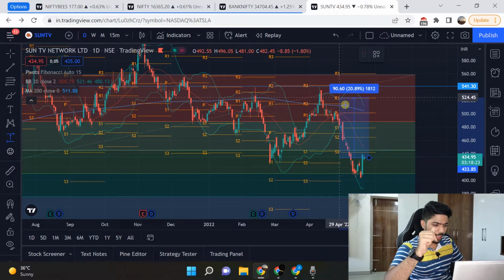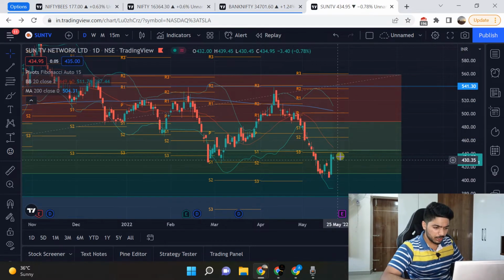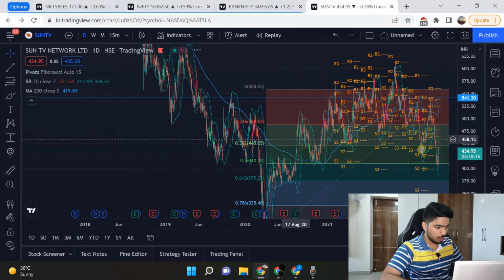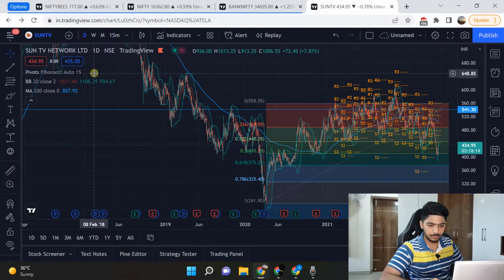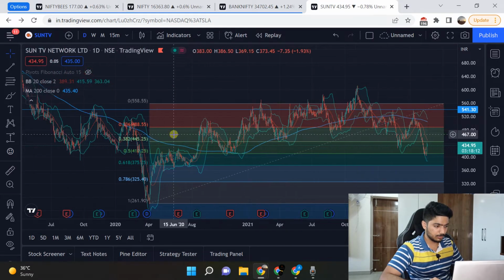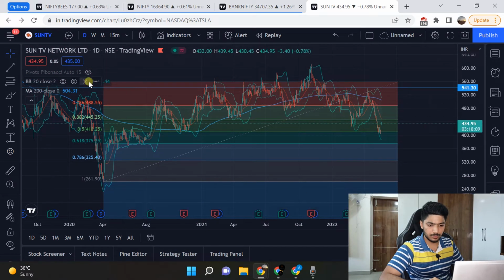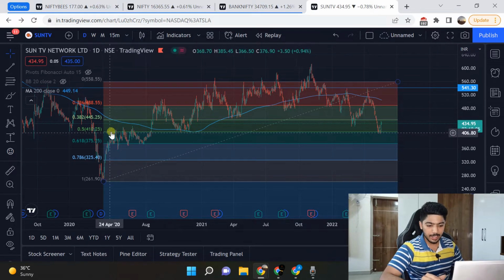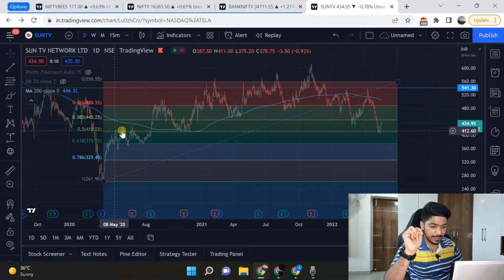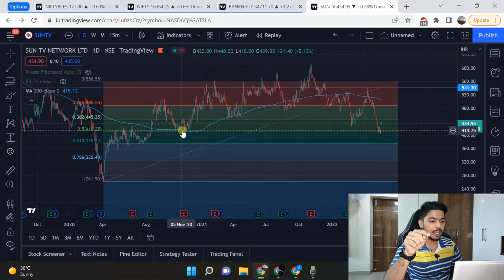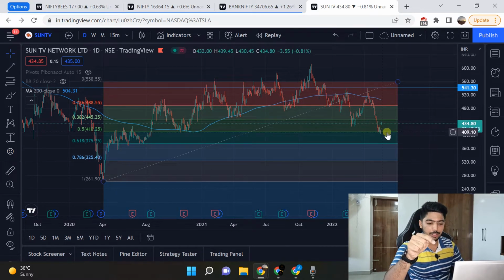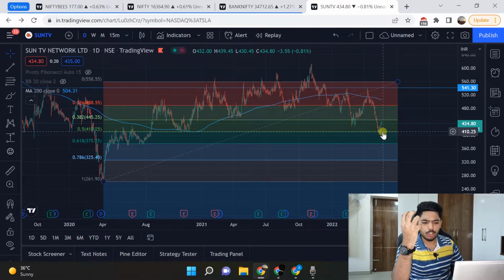Okay, reviewing. See, it is in this support zone. And one more is, if you see the long term, if you see here, this acted as a resistance in April 2020. Then it converted into a support zone at around November 2020. Then it has been above this range. Now it's again taking support at around the same range. So it acts like a strong support zone.